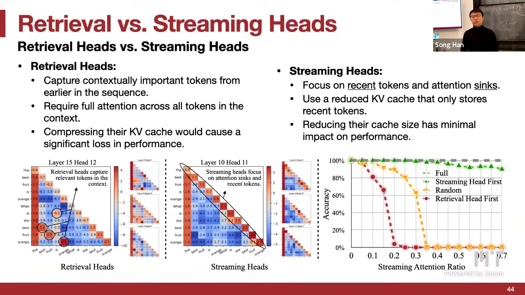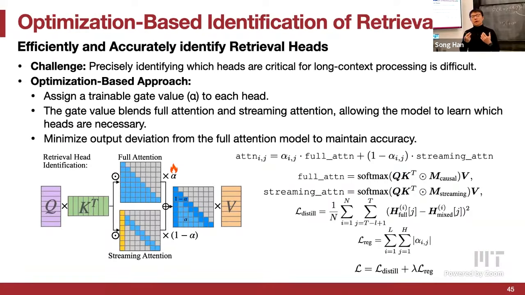And let's see how we train the alpha so that we can determine whether a head is a streaming head or a retrieval head. We expect the algorithm to be very simple, such that we can train it using just a few GPU hours, hopefully just one GPU. So here the algorithm is very simple.